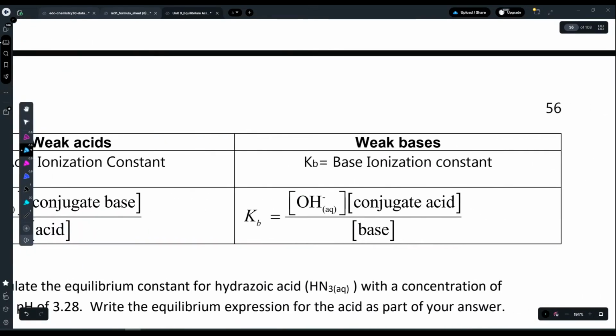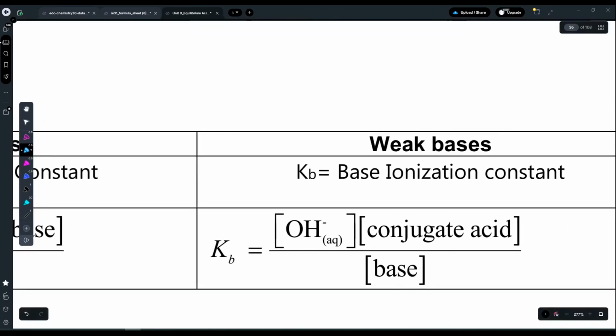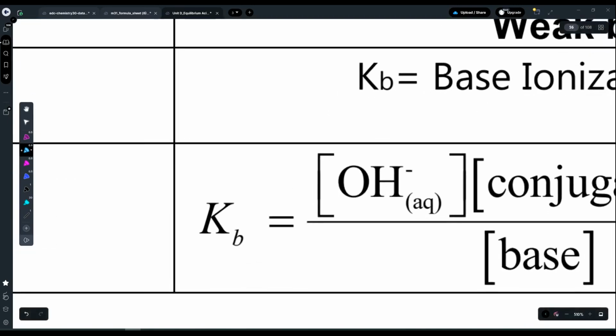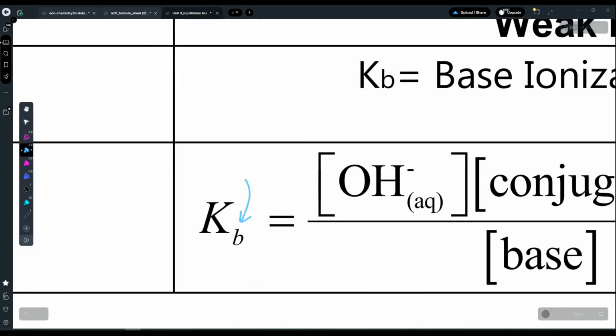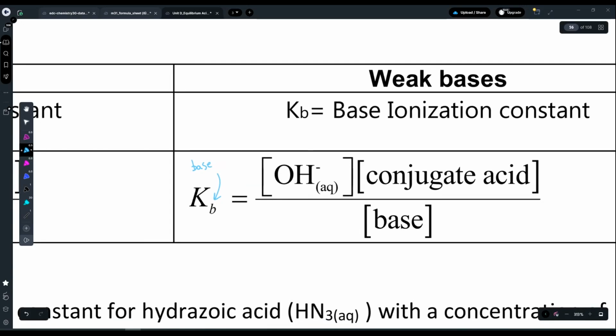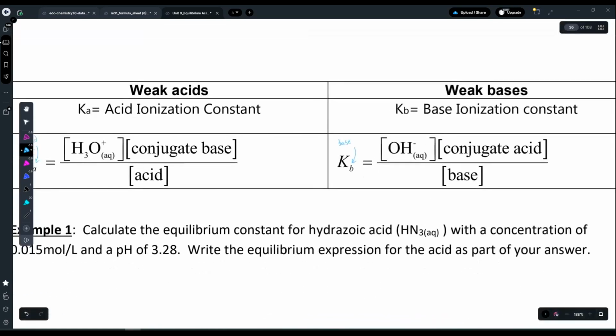Meanwhile, for weak bases, the equilibrium constant, we're going to be using Kb to talk about the base ionization constant. So B just stands for base, as in weak base. And the equilibrium law expression for that is going to be the concentration of hydroxide multiplied by the conjugate acid to the base, divided by the concentration of the base.